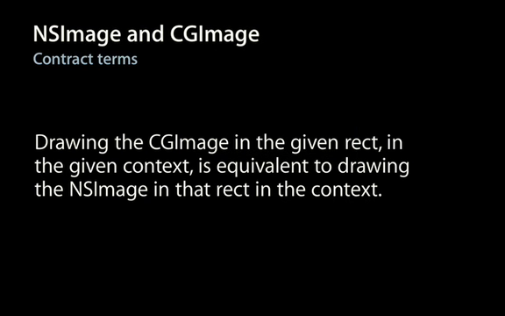it's the one really important thing about the API, okay? Drawing the CG image in the rect you get out is the same as drawing the NS image in the rect you pass in. And you know nothing else about the CG image.